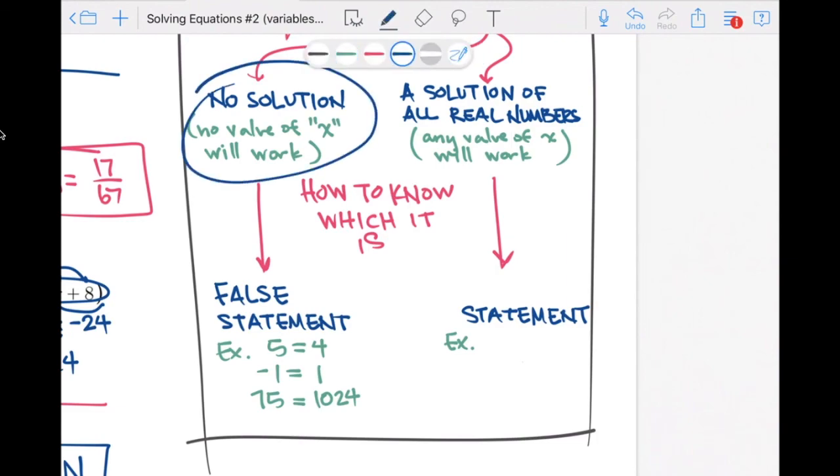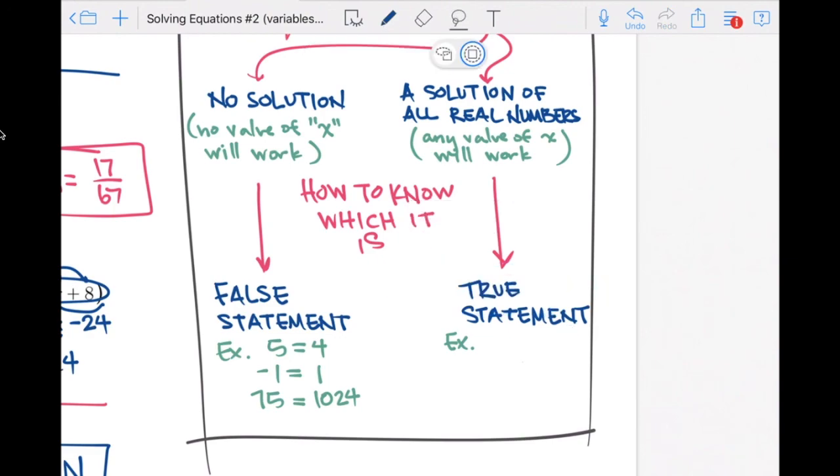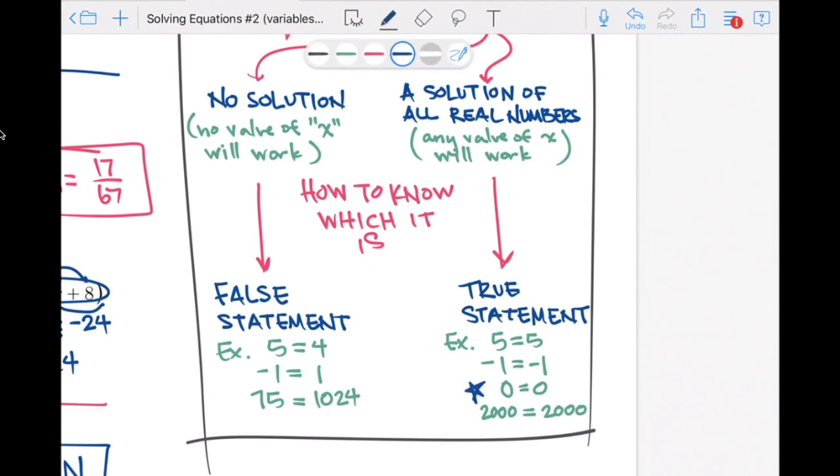If, on the other hand, you have a true statement, a statement where no matter what, it's always going to be true, like, for example, 5 equals 5. Yes, it does, and it always will. Or negative 1 equals negative 1. Yep, it always will too. 0 equals 0. Be careful with that one. When we see the number 0, we think no, and a lot of students would say no solution. But 0 equals 0 is a true statement.